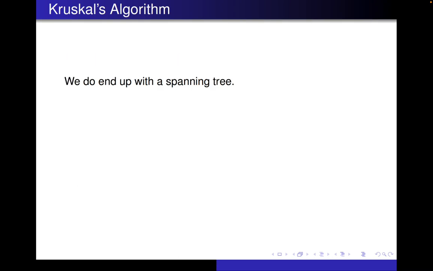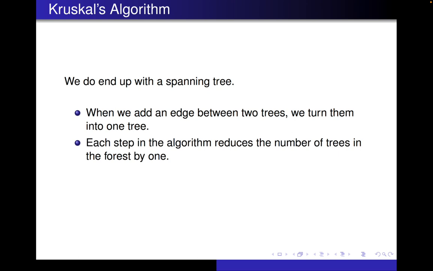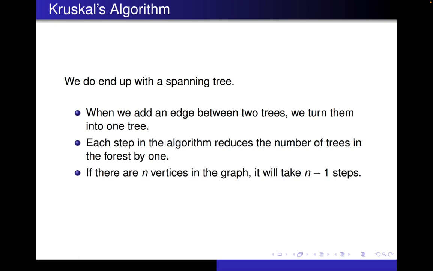Now, I just want to note that we do end up with a spanning tree in the end. That is because whenever we have a spanning forest, if we add an edge between two trees, we take those two trees and combine them into one tree. Which means that each step of the algorithm is going to reduce the number of trees in our spanning forest by 1. So we start off with as many trees as we have vertices. At each step, we have one fewer tree in our spanning forest, which means that if we have n vertices in the graph, after n minus 1 steps, we will have just one tree, and that will be a spanning tree.